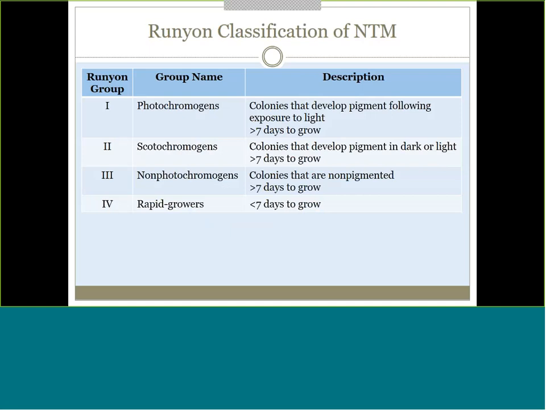So group 1 is called photochromogens. Again, slow growers, and they do develop pigment following exposure to light. So the photo means light, right? So they will develop a pigment after being exposed to light. Group 2 is scotochromogens. They will develop pigment whether it's in the dark or in the light. So either way, they are going to develop a pigment. And again, slow growers. And group 3 is non-photochromogens, basically non-pigmented, again, slow growers. And then group 4 is just those ones that can grow within 7 days.